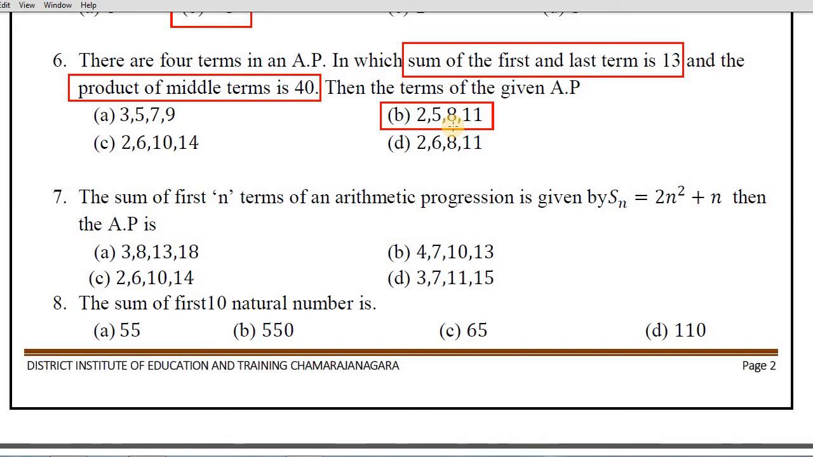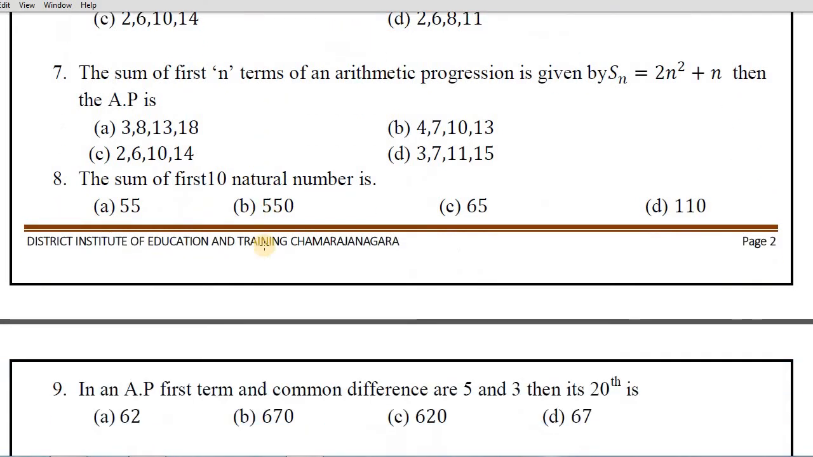So these terms you wanted to take and simplify, that gives the answer. Next, let us move on to question number 7, children.